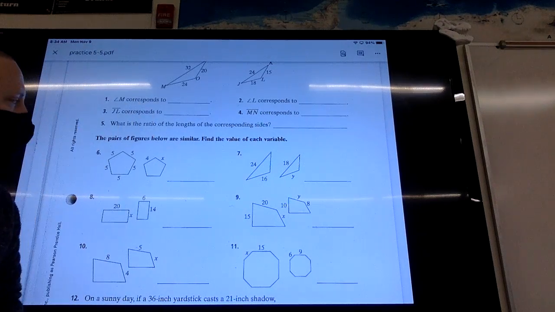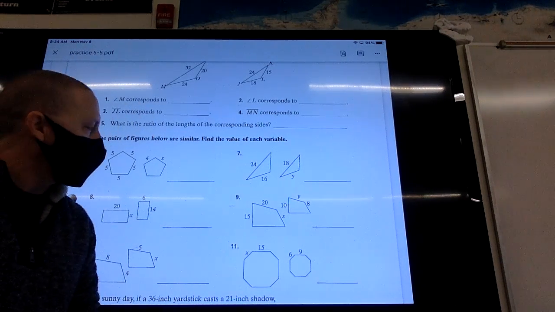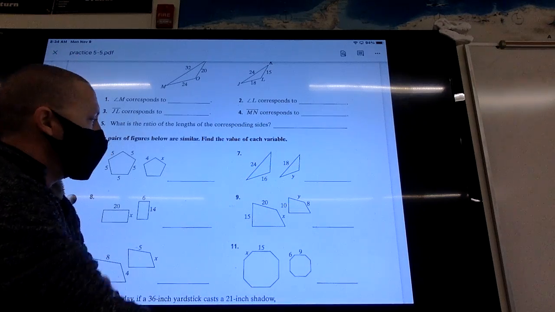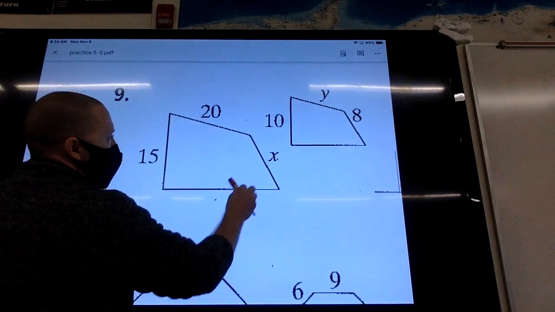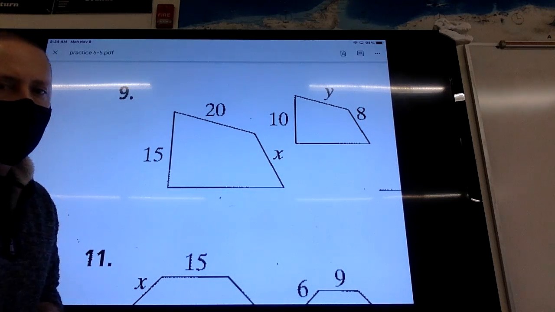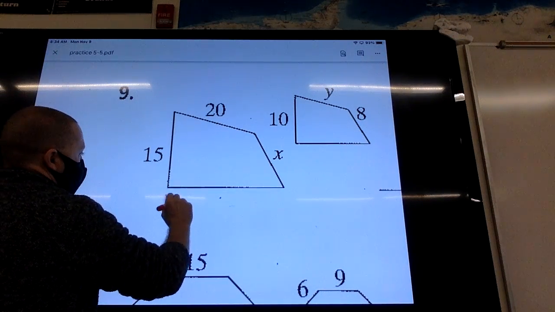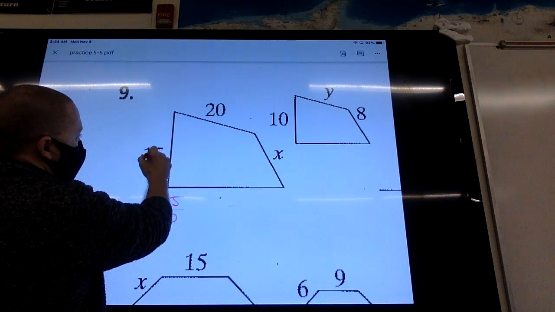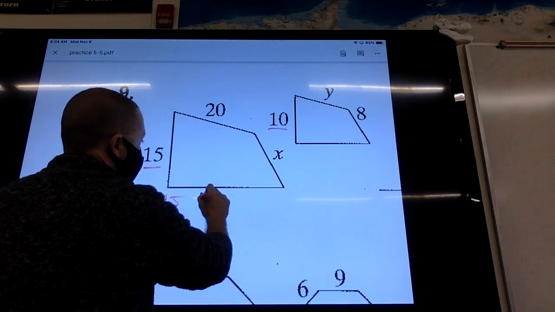Going from there, take a look at number 9. Number 9 has something a little different. It's like 2 problems in one. First, you need to figure out what x is. Then you need to figure out what y is. So I would do something like this: 15 over 10, all right, so 15 and 10. Then I would do x over 8.